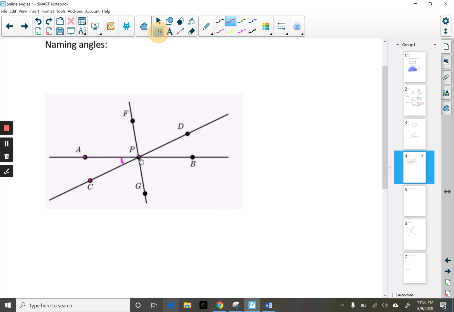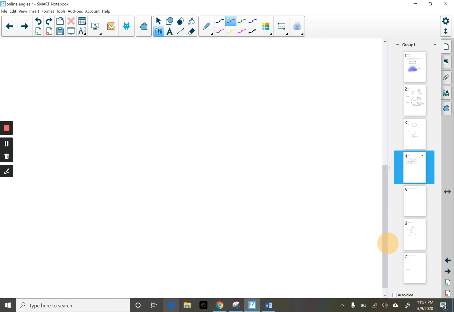So let's say, for example, let's scroll down here for a second. Let's say I wanted to label a line. This line has 2 endpoints. I'm going to label these endpoints with little dots there. I'm also going to label them with letters. So maybe this is A, B.